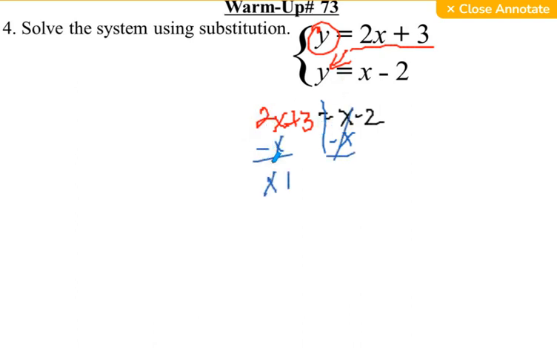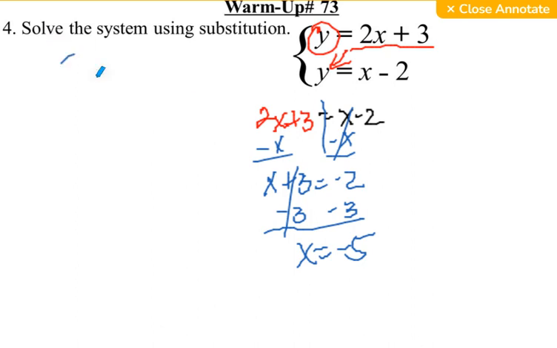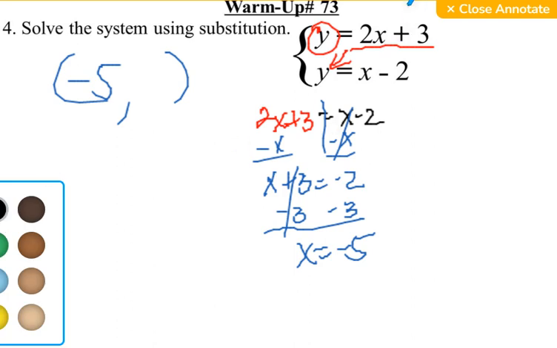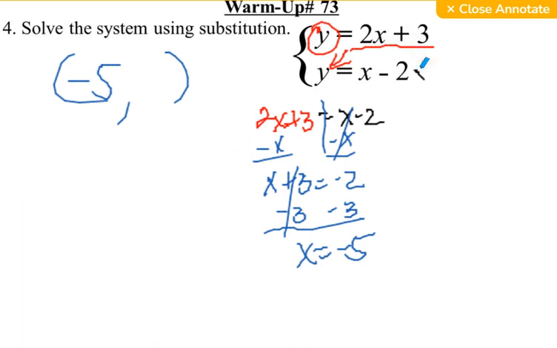I end up with x plus 3 equals negative 2. Last, I subtract 3. So x equals negative 5. Am I done? No, I barely found the x value. I need the y value. So I'm going to use any equation. I'm going to use the bottom one.